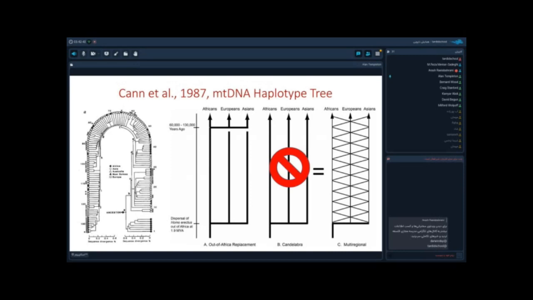And they also dated this, and the date was about here. It was shortly close to this out of Africa split shown in the out of Africa replacement model. And so that eliminated the candelabra model. You only had a common ancestor going all the way back to almost the beginning of the Pleistocene. And so they said their haplotype data from mitochondrial DNA eliminated the candelabra model as a possibility.